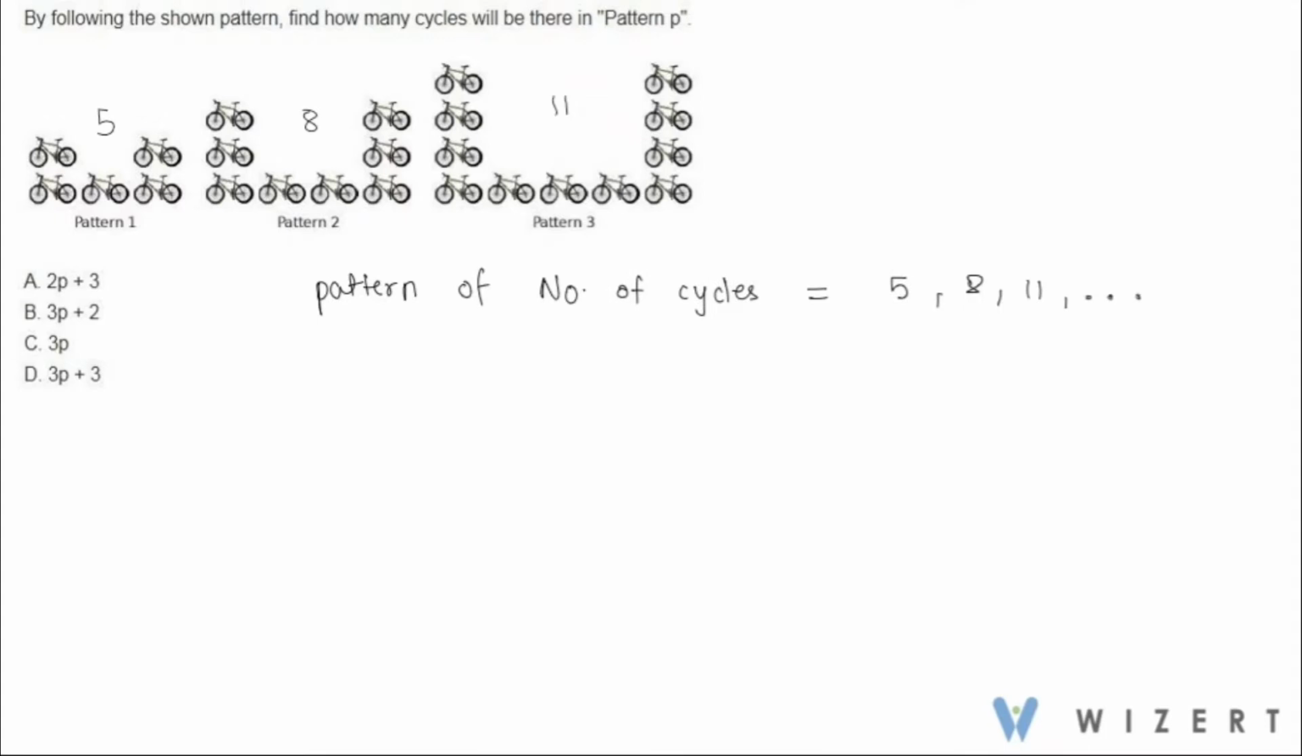So if we look at the pattern, each next number is increased by 3 and the first number is 5. So the pattern can be found by this expression Tn equal to a plus (n minus 1) d, where a is the first term and d is the common difference.